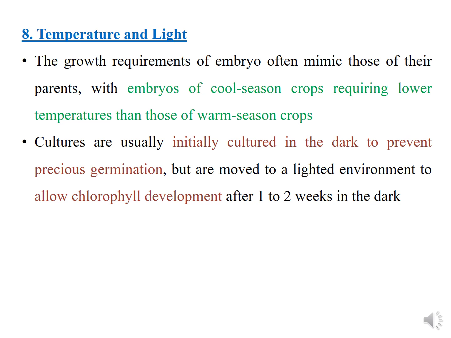Then temperature and light. The growth requirements of embryos often mimic those of their parents, because embryos of cool season crops require lower temperature, whereas warm season crops require higher temperature. And cultures are usually initially cultured in the dark to prevent precocious germination, then later moved to a lighted environment to allow chlorophyll development, that is after 1 or 2 weeks in the dark.